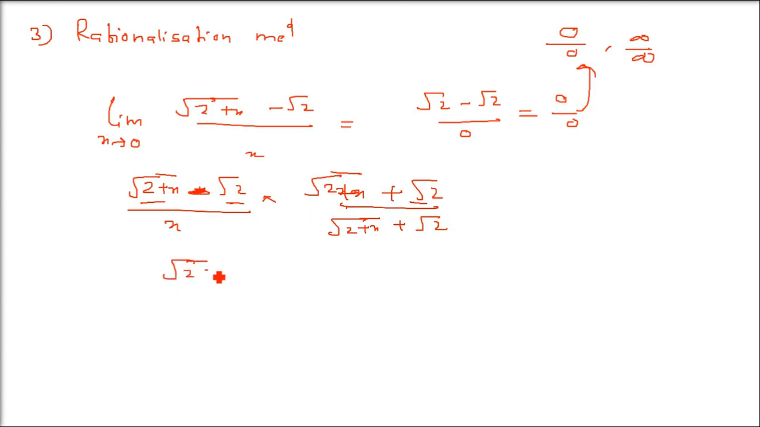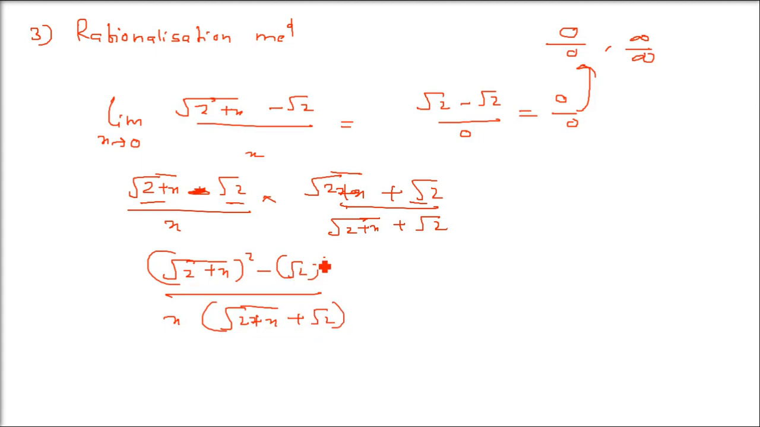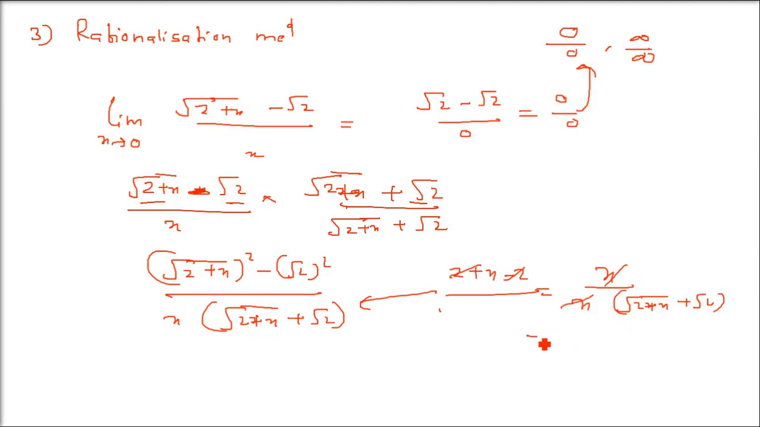We know the formula here. So root of (2 plus x) whole square, a square. A is root of (2 plus x), b is root 2. So a square minus b square, and here we have x into (root of (2 plus x) plus root 2). A square minus b square: if you open, 2 plus x minus 2. So we have x in the numerator, and x in the denominator. So x only remains in the numerator and there is 1 in the denominator. So eventually you have removed this x. This x gets cancelled out.